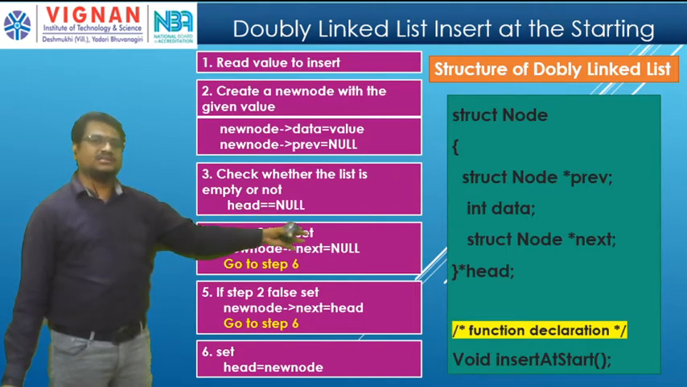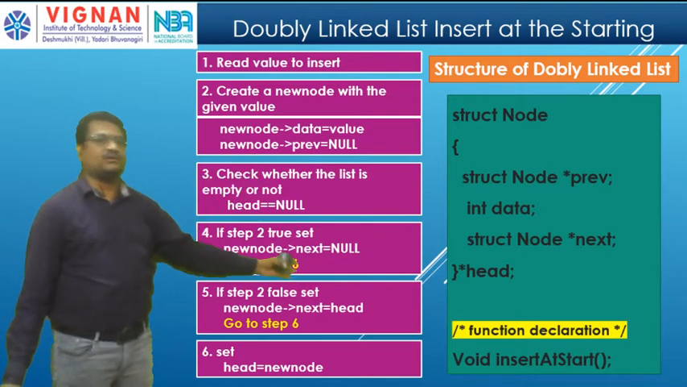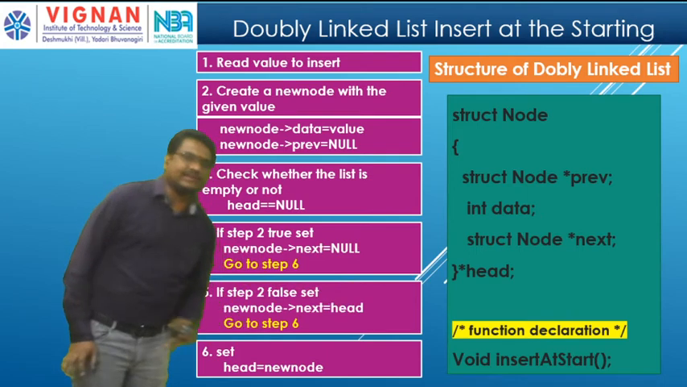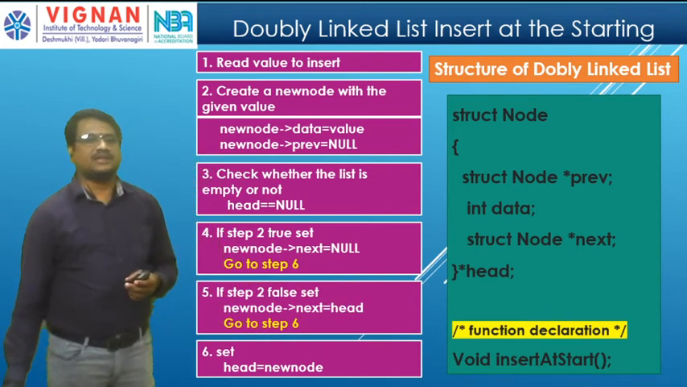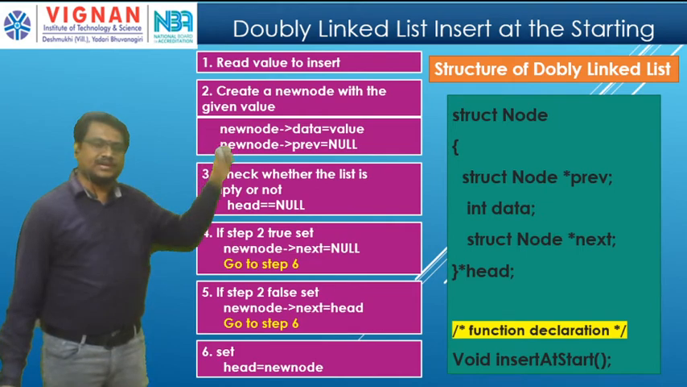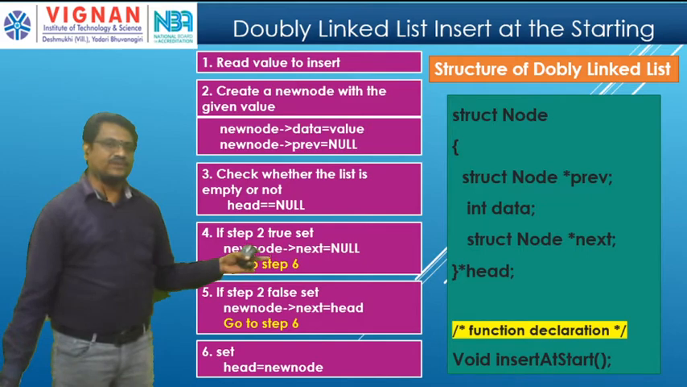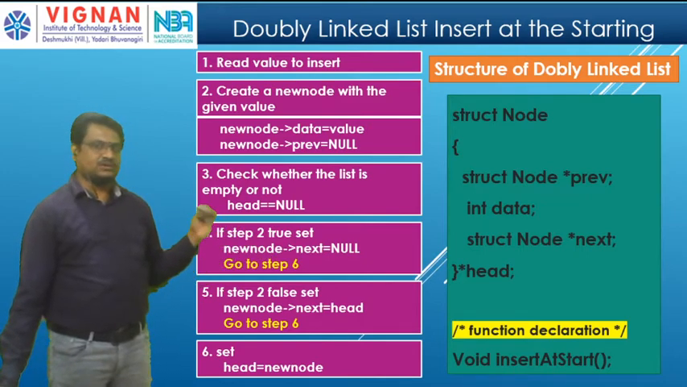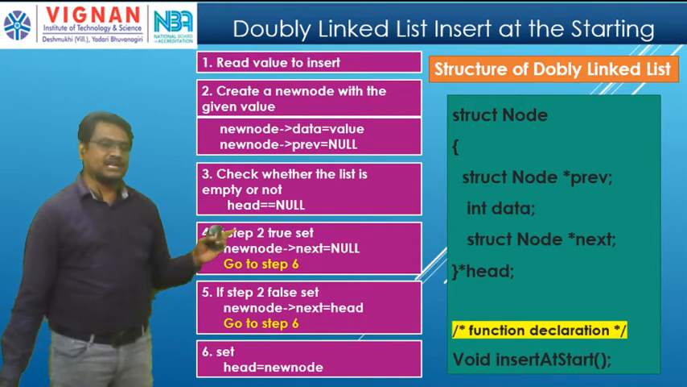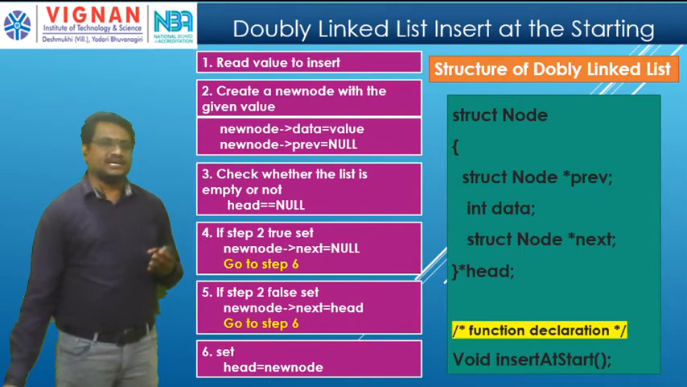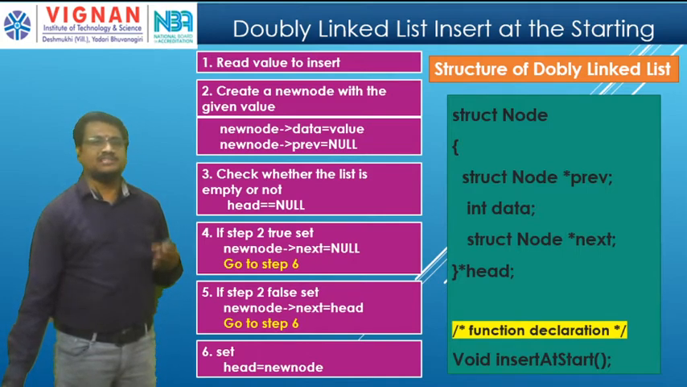Next, here the head is defined as the double linked list starting. Am I right? Now here you can see I created a function for writing the functionality of this process. This complete six-step process functionality I'm going to write in that function. I declared a function: void insert at start. Void is the return type, as you know, and insert at start is my function name. Now I need to write the definition of this function.